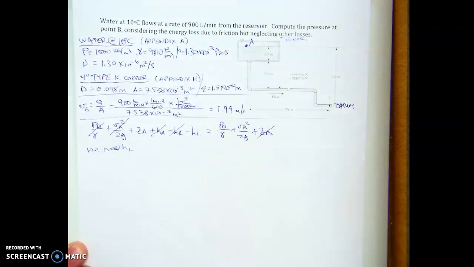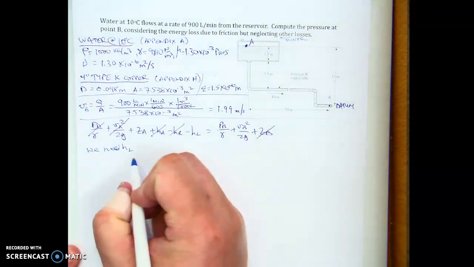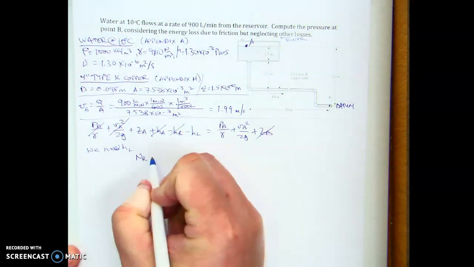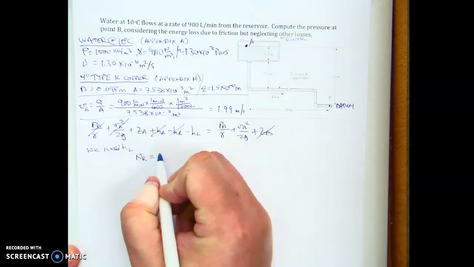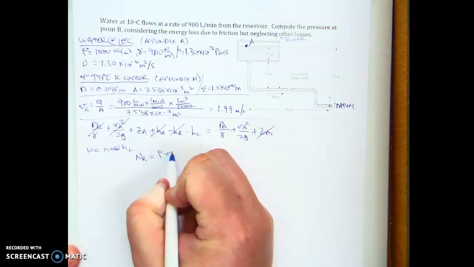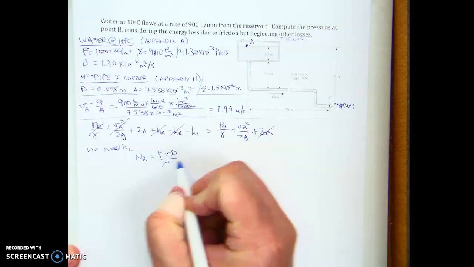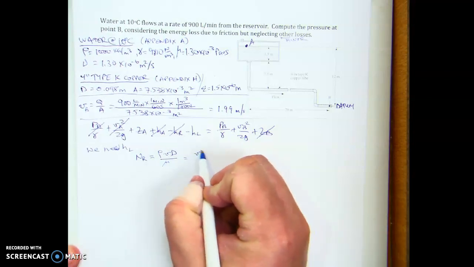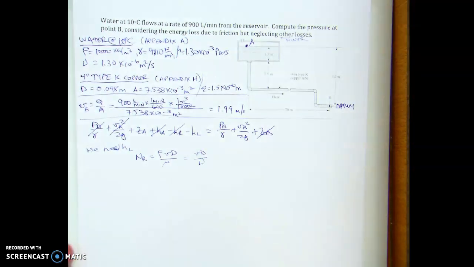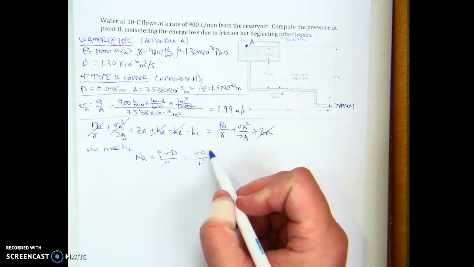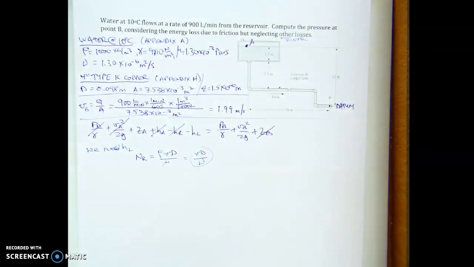Need HL. ZA we're good. PB we're looking for. VB we've got. So let's get, first step, Reynolds number is equal to rho VD over mu, which is equal to VD over nu. Either one of those we can use. It really doesn't matter. We've got all of them, so why don't we just do this one?